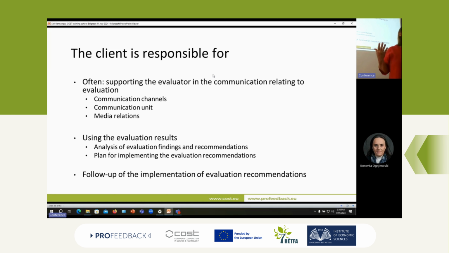But yeah, you can't implement the things. You can only point to the things that should be changed. And yeah, then the client is also responsible for following up on the implementation of the recommendations.